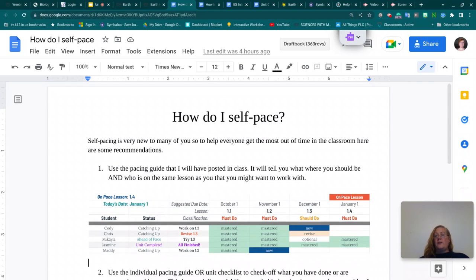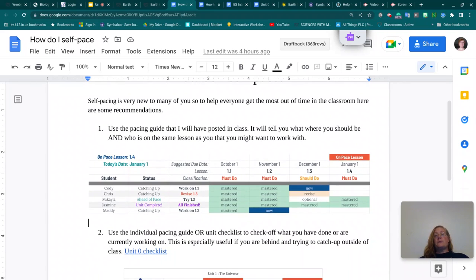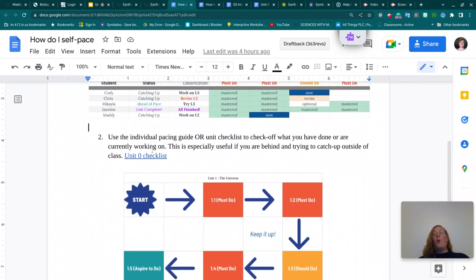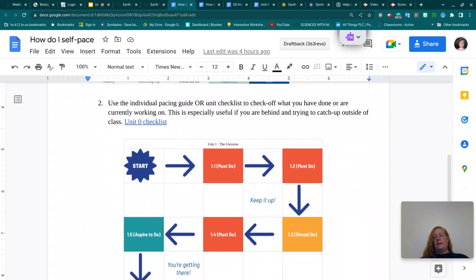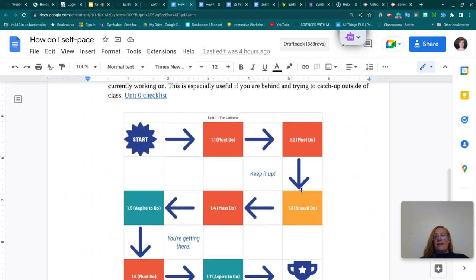And I think once you get used to doing this, you're going to really like it because you can work at the pace you need to be working at. And if you miss a day, it'll be so much easier to catch up because you can either look at the checklist or you can go back and look at the pacing guide. And if you're really lost at that point, then you can talk to one of the teachers and we can help you get caught up if you need to. I think that's all I want to say about this.